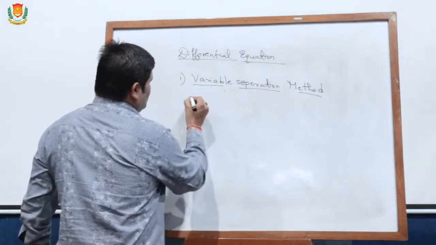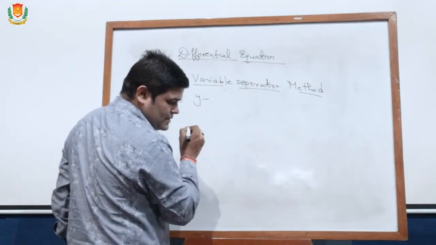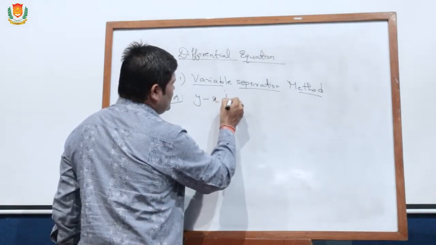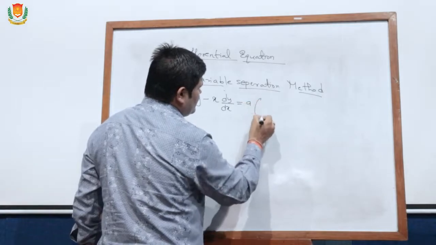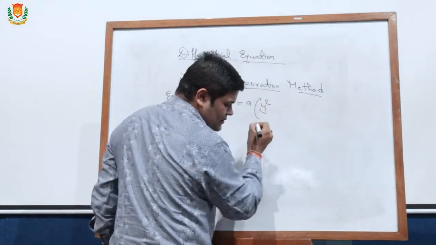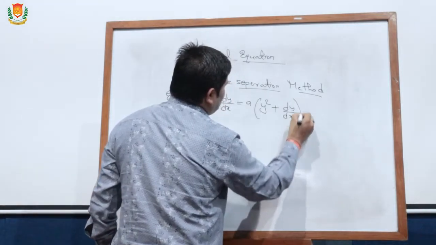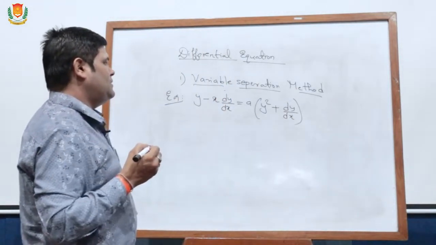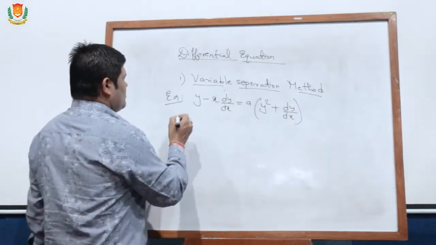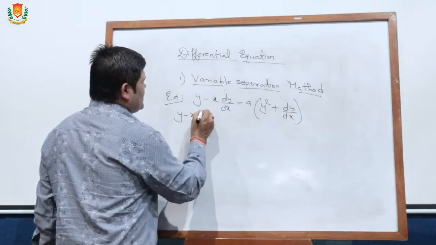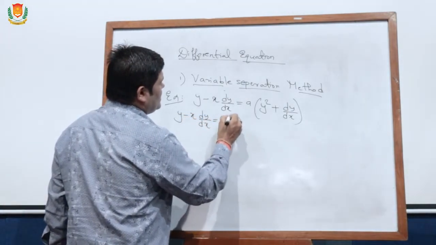Okay, there is an example: y minus x dy by dx is equal to a y square plus dy by dx. Okay, students, this is the differential equation, and we are going to solve this differential equation by the variable separation method. Okay, so first of all, y minus x dy by dx is equal to a y square.